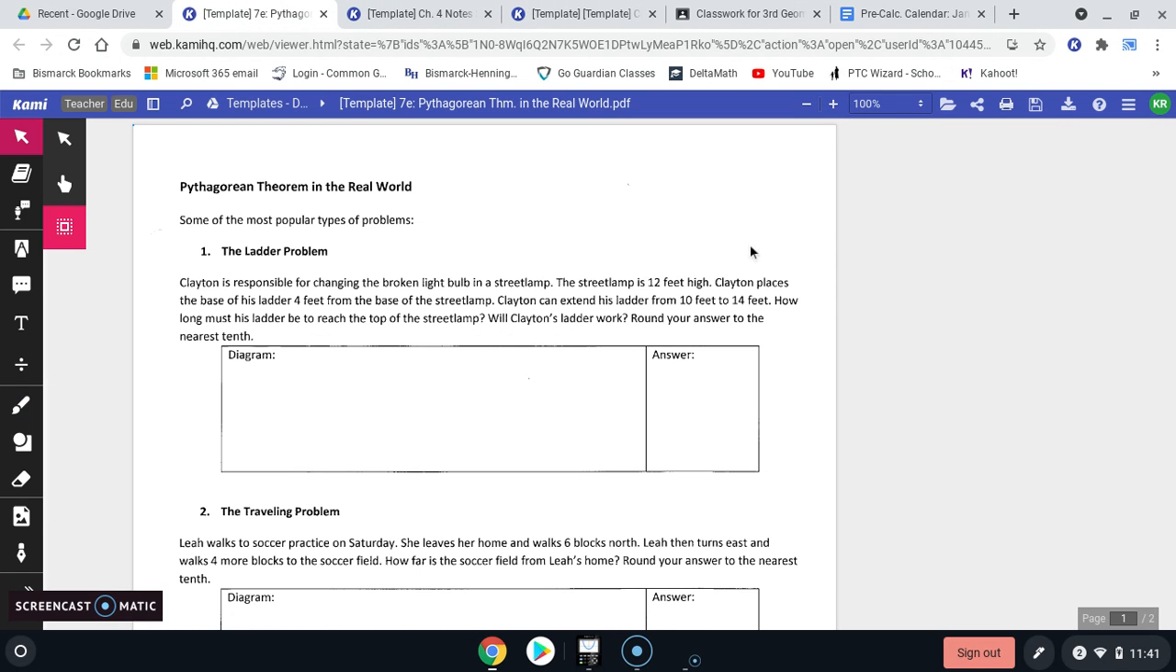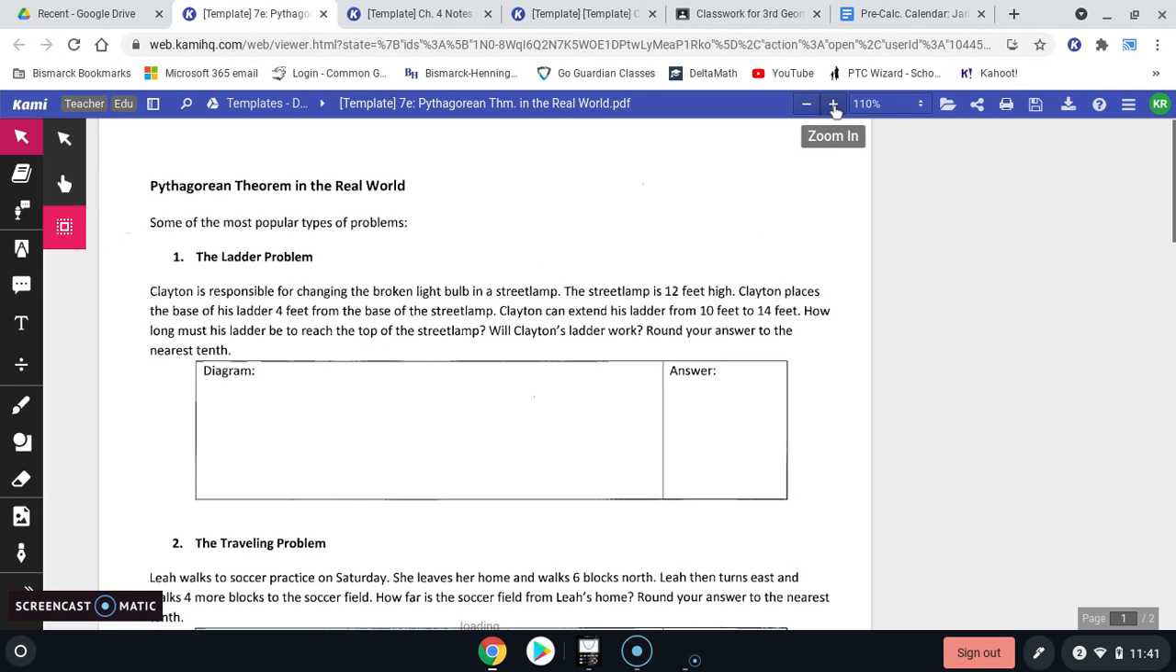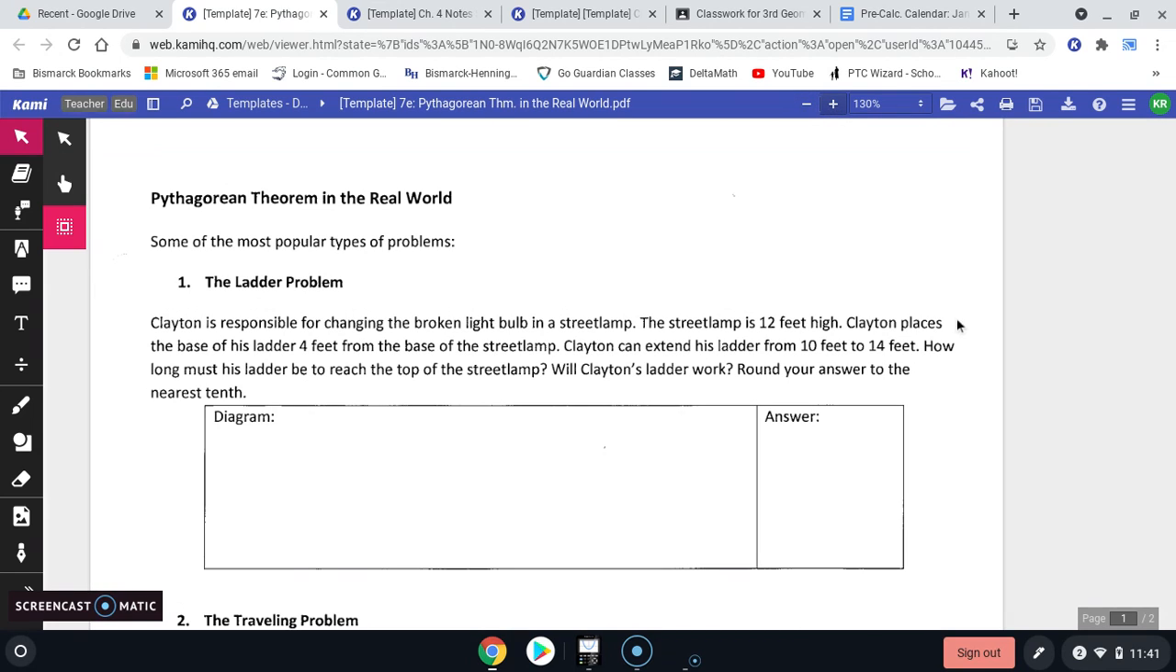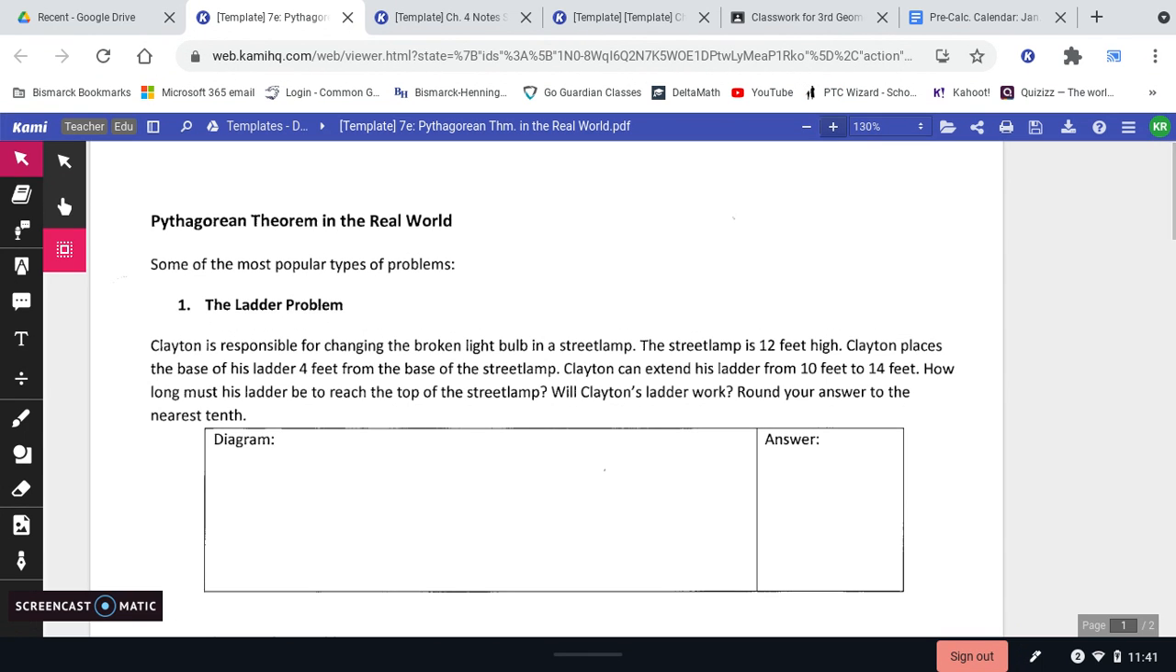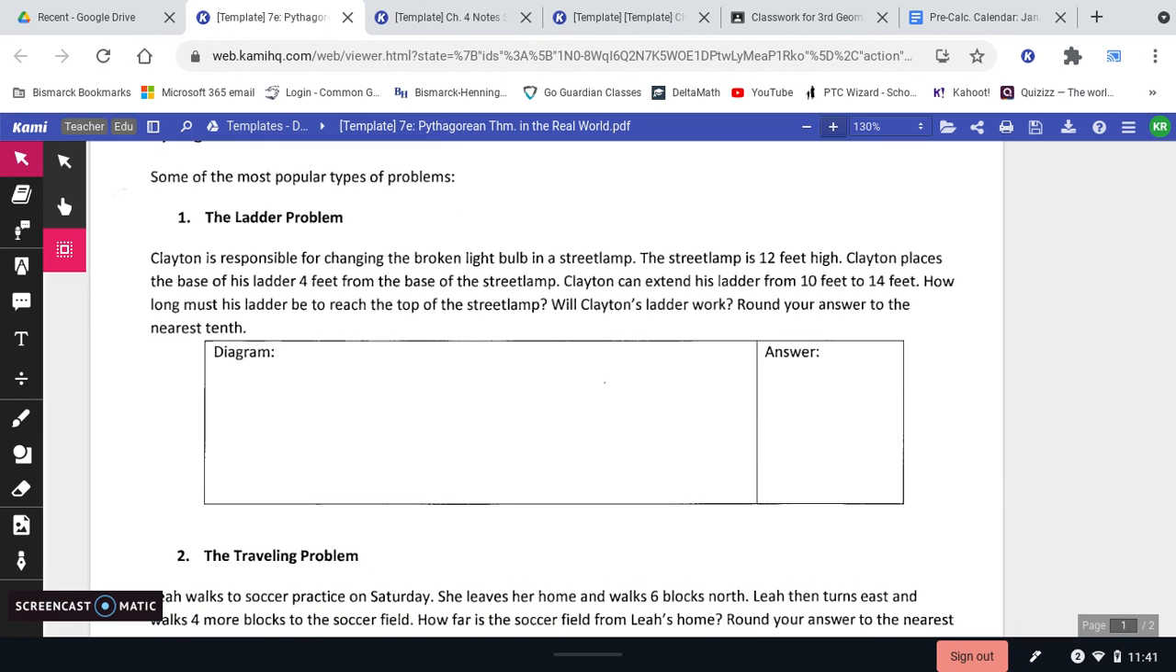Okay, so here's the first one. Clayton is responsible for changing the broken light bulb in a street lamp. The street lamp is 12 feet high. Clayton places the base of his ladder 4 feet from the base of the street lamp. Clayton can extend his ladder from 10 to 14 feet. How long must the ladder be to reach the top of the street lamp? And will Clayton's ladder work? Round your answer to the nearest tenth.